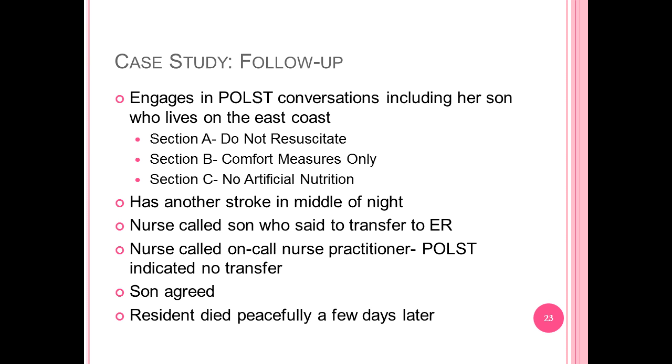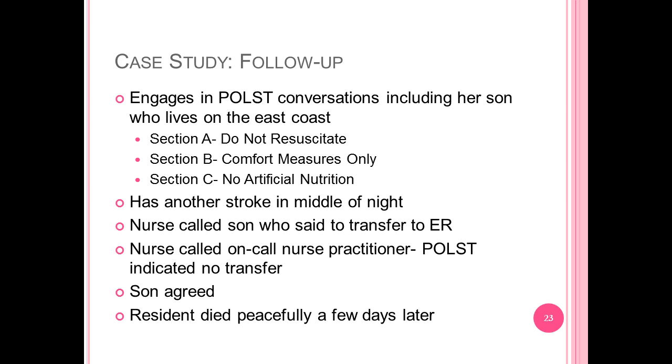So let's look back to our case, a little bit of follow-up. A few months after the POLST was completed for our resident, her son had gone back to the East Coast. She again had some symptoms of another stroke. And of course, this happened in the middle of the night. So the nurse called the son first to report that these symptoms were happening, and he said, in the middle of the night, please take her to the emergency room. I happened to be the nurse practitioner on call that night. And when the nurse called me to report all of the symptoms that were happening, I said, okay, wait a minute.